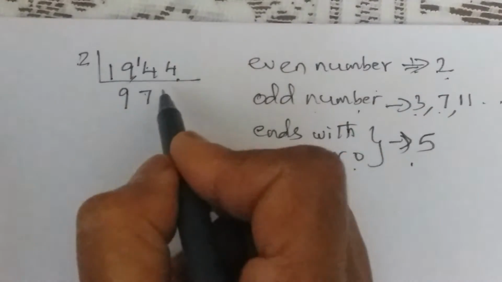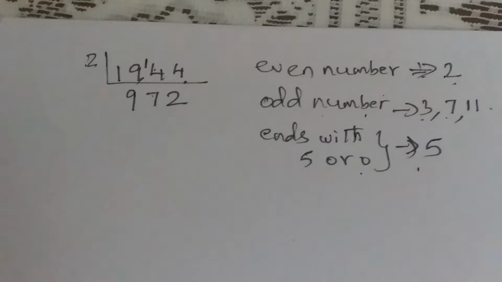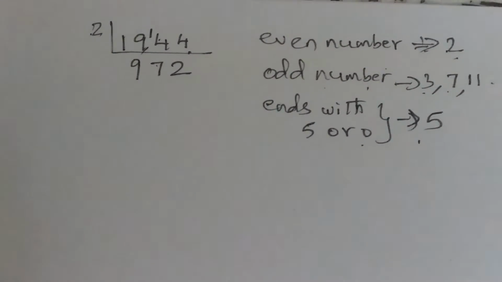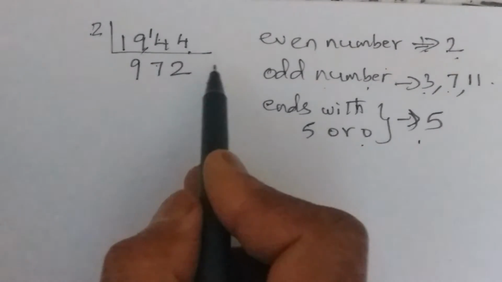So divide the next number, 2 2s are 4. Okay, it should be exactly divisible. At the end, you should not have any remainder. That is why we divide by the number by which it is divisible. The remainder should be 0.